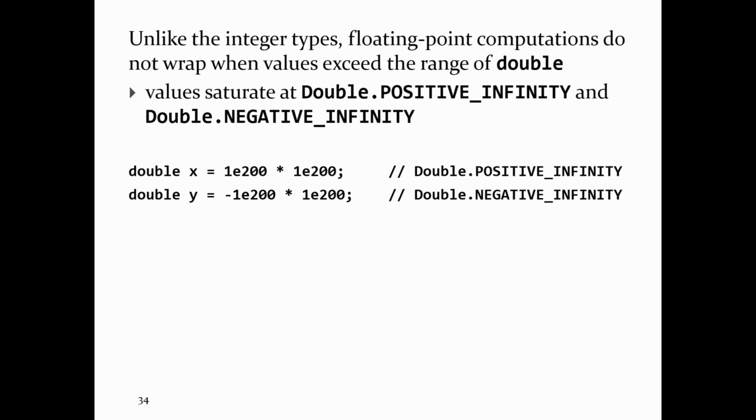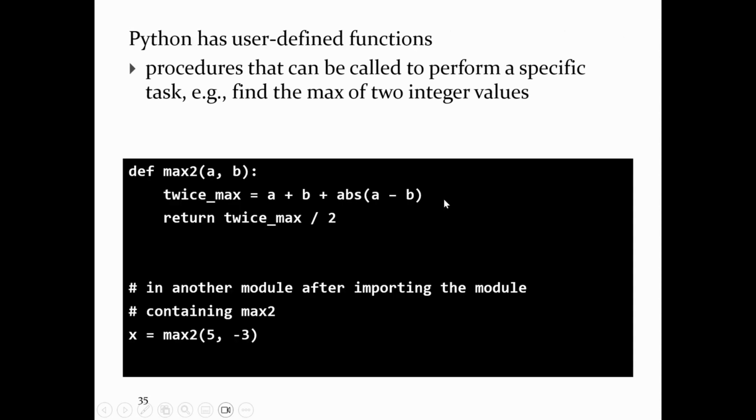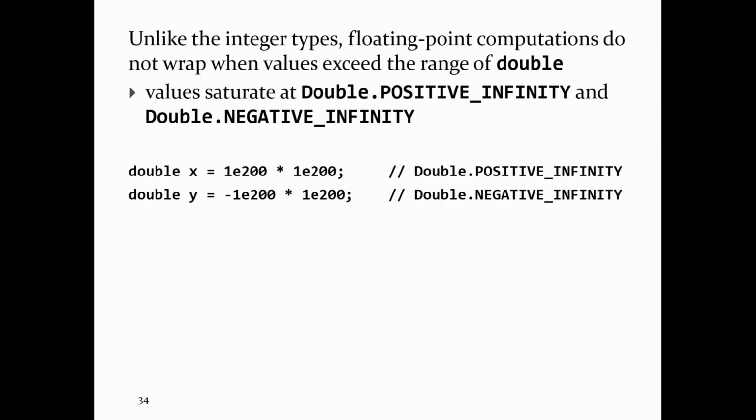The largest double value is roughly 10 to the 308, so that would be 1E308. So this is 10 to the 200 times 10 to the 200. That's 10 to the 400, which is beyond the range that double can represent. If you calculate that result, x ends up being the value positive infinity. That's minus 10 to the 400, so that becomes double negative infinity. So they don't wrap around like they do with the integer values. Okay, and that's all I need to say about computing stuff with double values, because everything else behaves the same as Python.